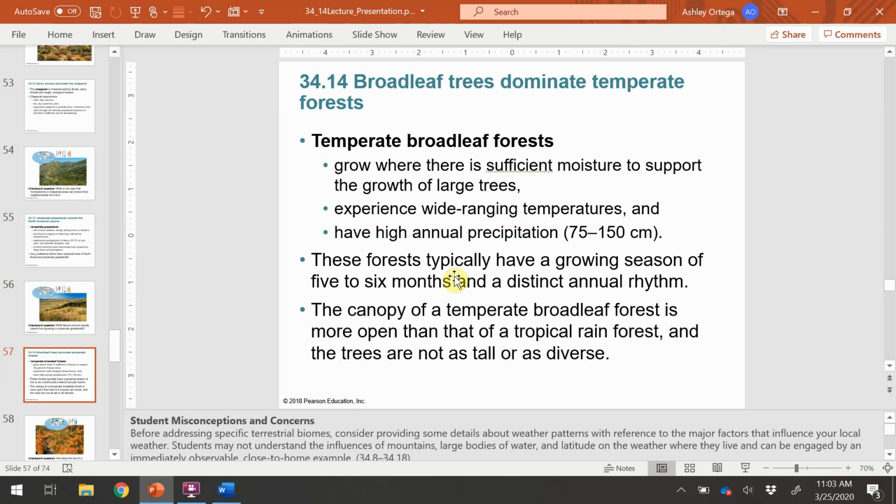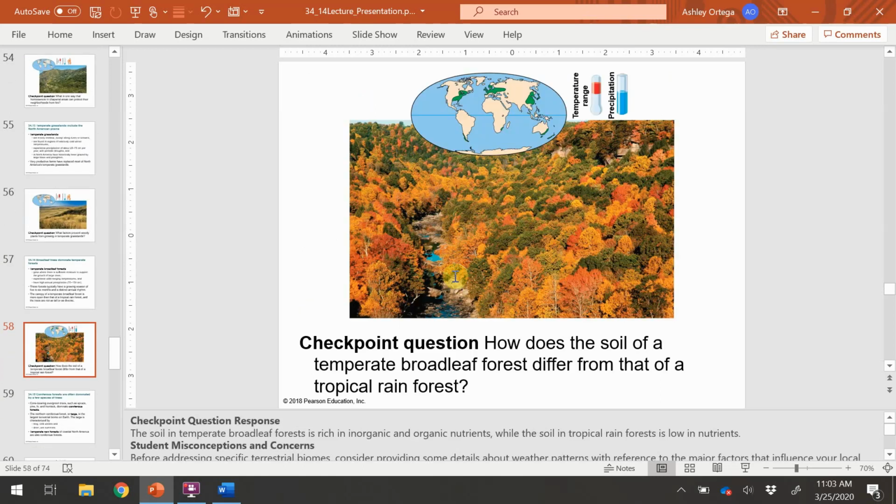They do experience large trees though. They have enough water and precipitation to support large trees. So that's what you see here, these nice broadleaf forests. And you want to compare this to the next one that mostly has conifers.